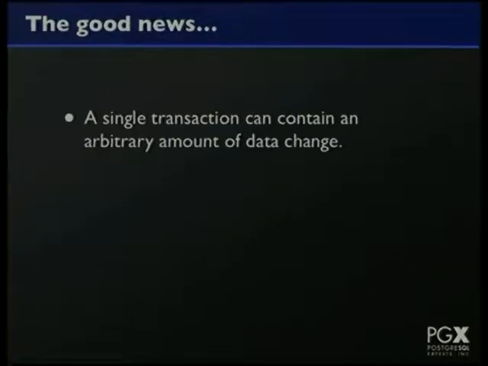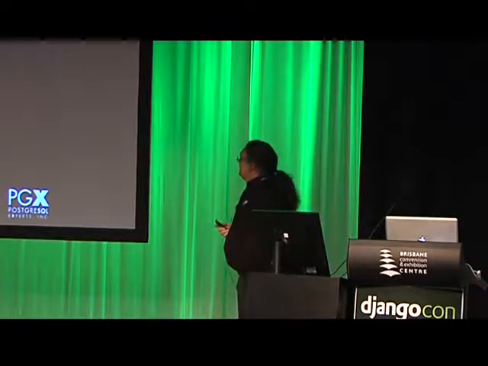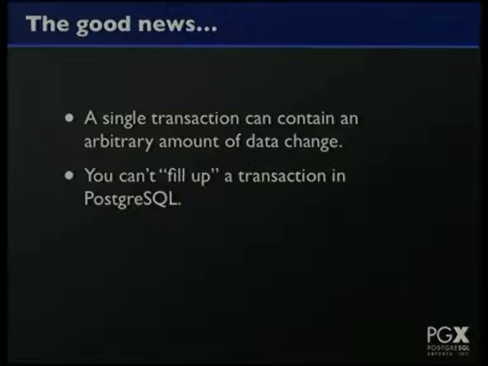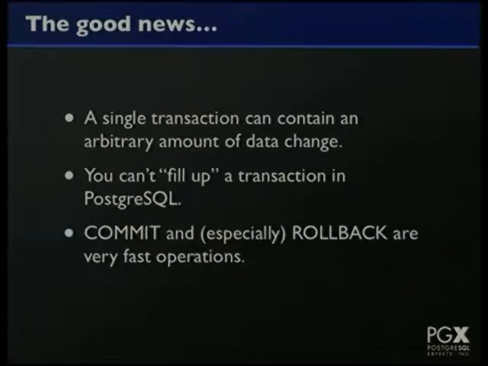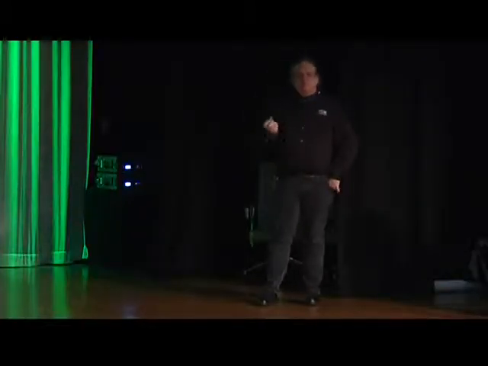The good news is, in Postgres at least, a single transaction can contain an arbitrary amount of data change. How many people have Oracle experience? Just out of curiosity. How many people have ever overrun their rollback buffer? Yeah. You don't have a rollback buffer in Postgres, so you don't have to worry about that. It's very nice. You can't fill up a transaction in Postgres. There is no upper limit to how much data can be changed. Commit and rollback are very fast operations in Postgres under normal circumstances. You can make commit really slow if you try hard, but don't do that.